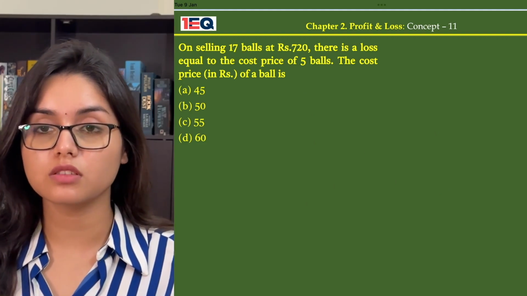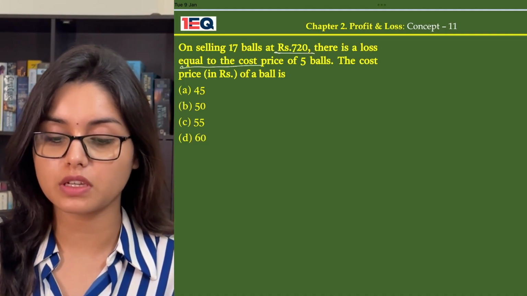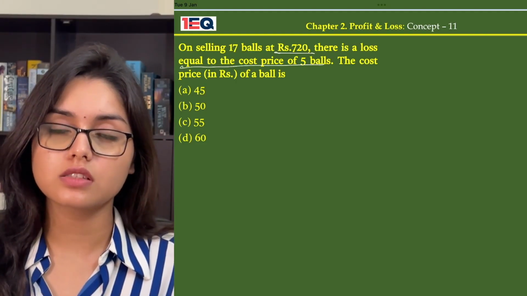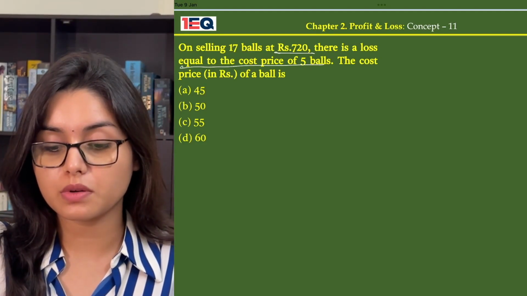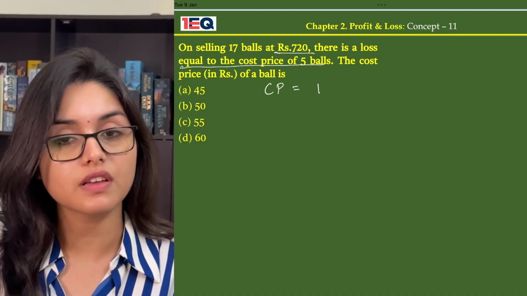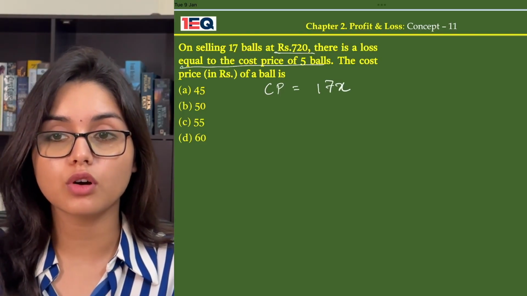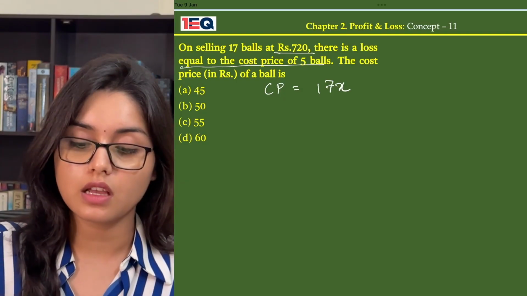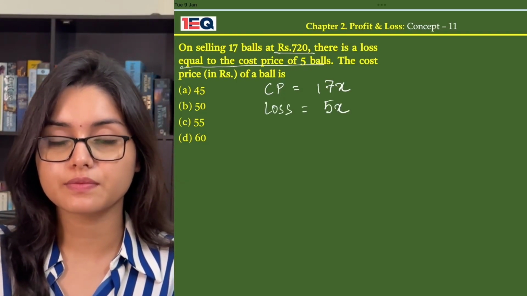On selling 17 balls at rupees 720, there is a loss equal to the cost price of 5 balls. The cost price of a ball is? Let's assume that the cost price of one ball is X rupees. So the cost price of 17 balls will be 17X. Now there was a loss equal to the cost price of 5 balls. So the cost price of 5 balls will be 5X, and therefore loss is equal to 5X.